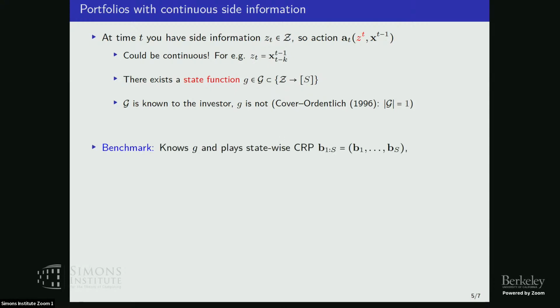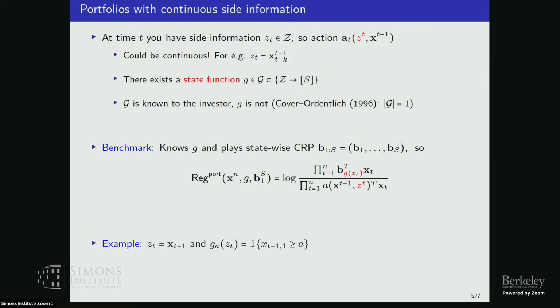Okay, so in this case, we can also strengthen the benchmark and allow it both the flexibility to choose and know the state function G, and also to play a state-wise CRP. So earlier, the benchmark was restricted to using the same CRP at each time step, but now the CRP is allowed to adapt to the state in this manner. And we can have this regret formulation in this case, which is very similar, except that over here we have the best state-wise CRP, and here it's your portfolio incorporating the side information, right?